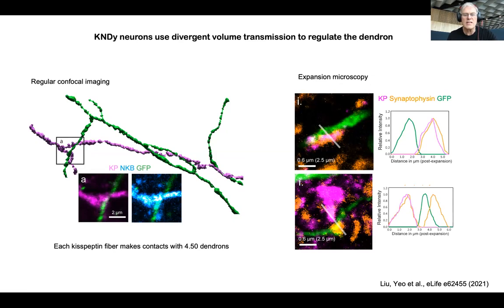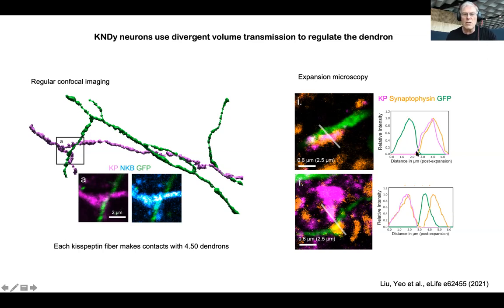So what we're looking at is those locations where kisspeptin is being released from these kisspeptin fibers as they wind their way through the dendrons. So these things look like they have a very close association, as we saw before. But if you do a line scan through here, this here shows you the dendron, and here is the kisspeptin bouton with the synaptophysin in it. There's actually very, very little overlap here.